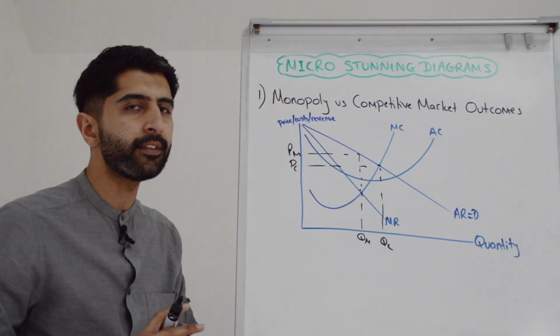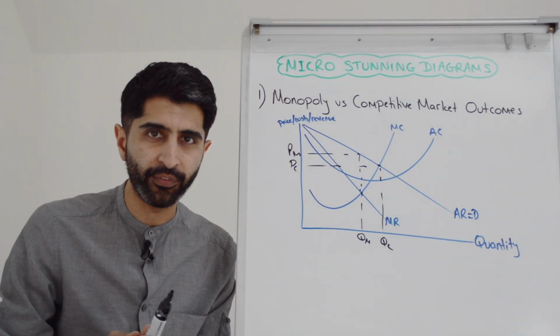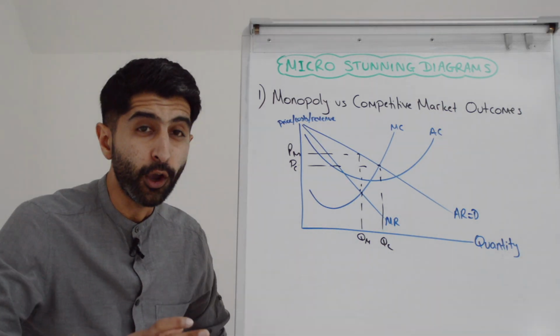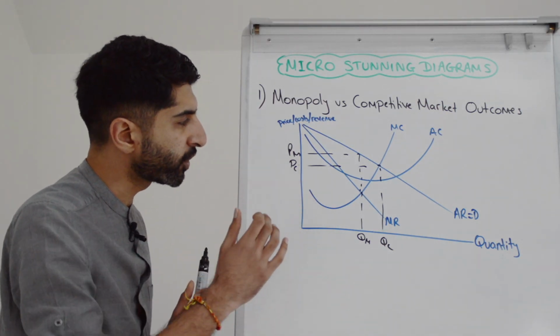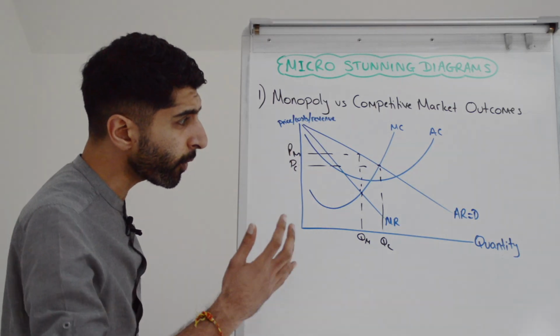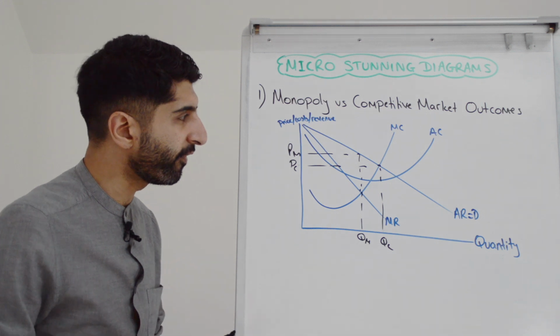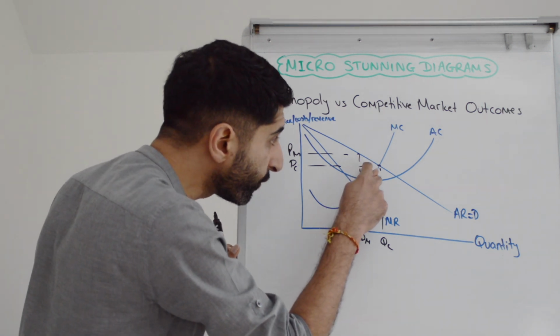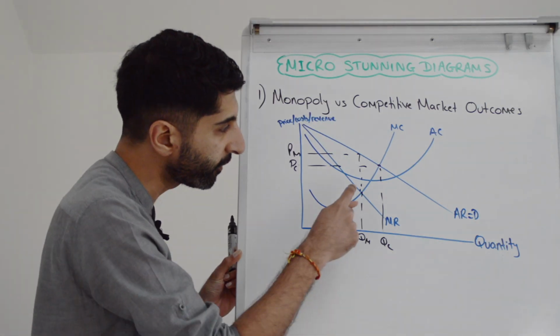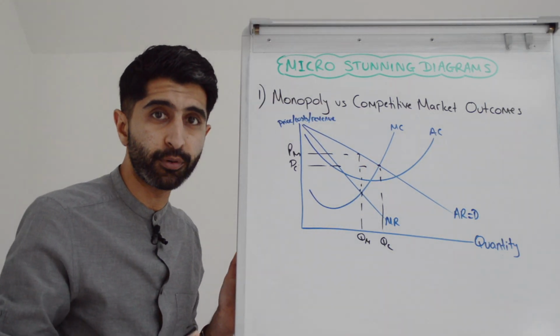So immediately we can see the harm of monopoly on this diagram by comparing to competitive market outcomes, how monopolies restrict output at QM and charge exploitative prices beyond marginal cost. We can also see that there is a deadweight welfare loss when they do that. It's going to be this triangle here, that entire triangle. This little bit is your deadweight loss of consumer surplus. This bit is your deadweight loss of producer surplus.